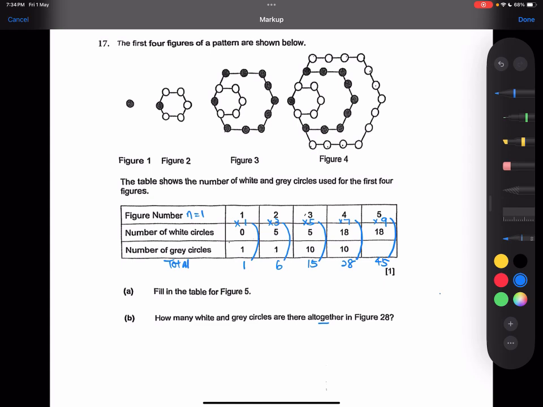Given that the total is 45, how do we find the number of gray circles, which is part A of the question? It will be 45 minus 18, which will give us 27. So it's 27.